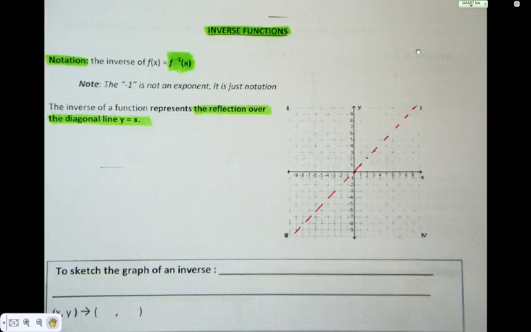You don't have to. I just do it in red because it's not actually part of the graph. I don't know why I do it in red. I like it.